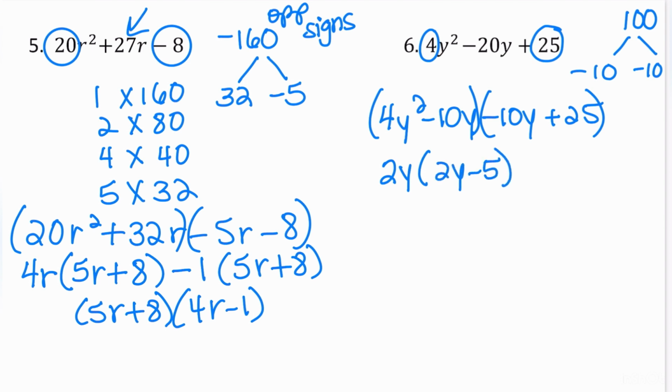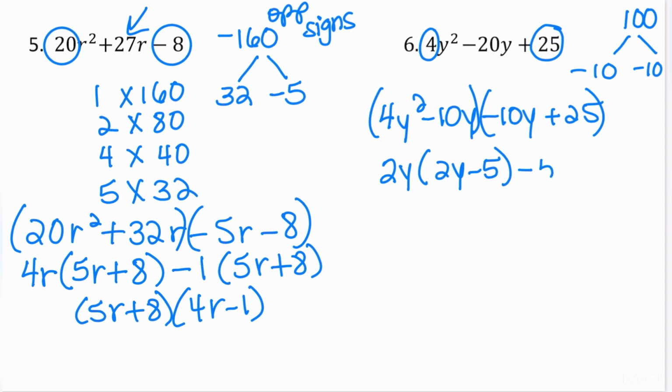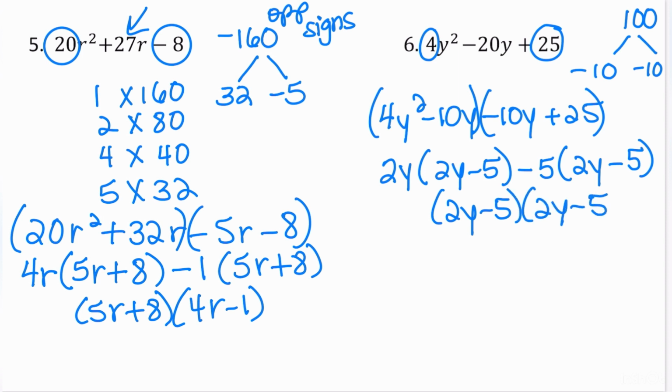From the second group, they're both divisible by 5. So I'm going to divide by negative 5. And that's going to give me positive 2y minus 5. Remember again, negative 10y divided by negative 5 is positive 2y. And positive 25 divided by negative 5 is negative 5. So now I have 2y minus 5 in common, and I'm left with 2y minus 5. This is actually pretty neat because it's the same exact thing, and I can rewrite this as 2y minus 5 squared.